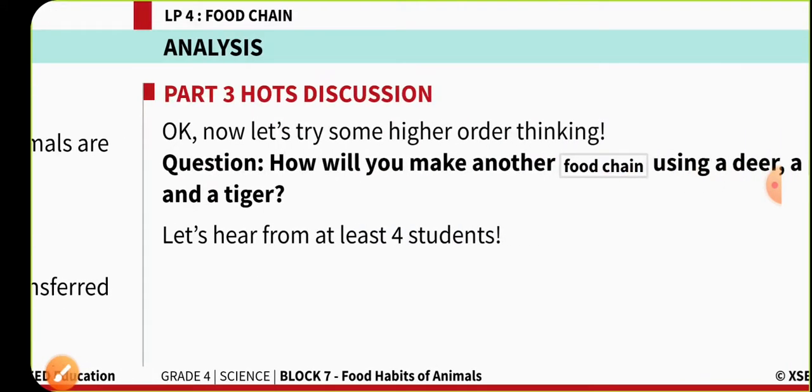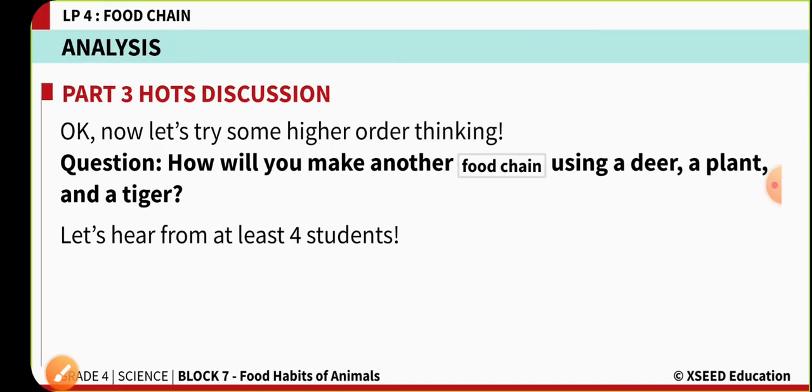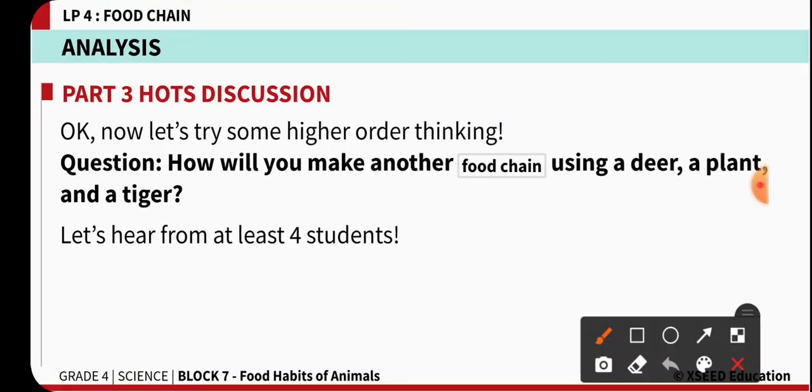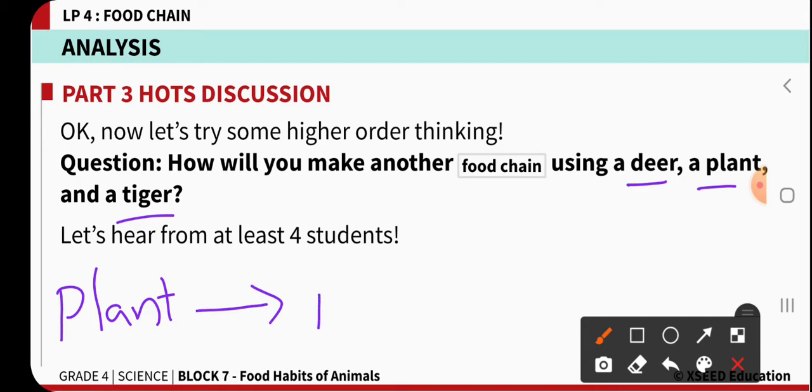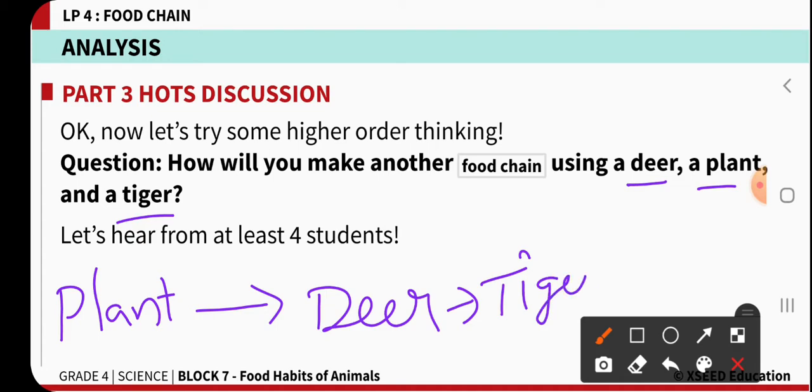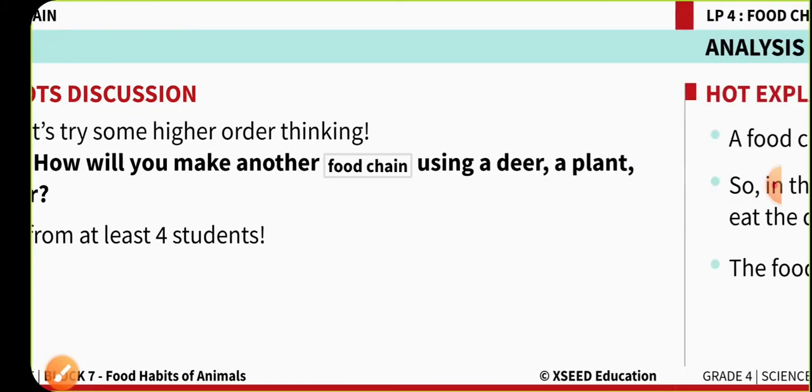Now the third question: how are you going to make another food chain by using the animals like a deer, a plant and a tiger? Can you make the food chain? So which one is the producer out of these three? A deer, a plant and a tiger? Absolutely a plant. That's what, plant comes first. Then which one is the herbivore? A deer. And then a carnivore like this, tiger.